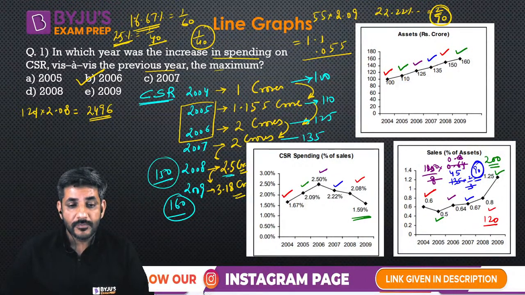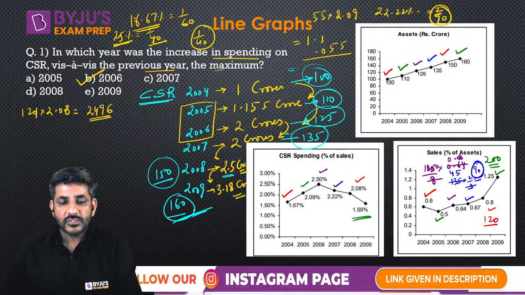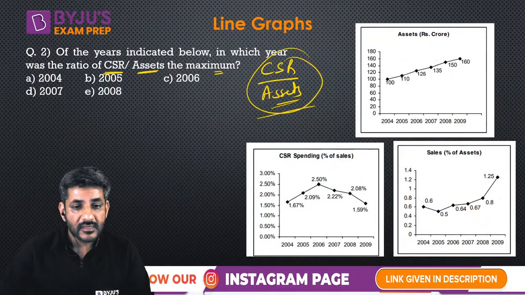This is less than 2%. This is less than 2%. This is less than 2%. This is less than, this is 1%, and this is even 1%. So which one is the highest? 2009 is the highest. Therefore my answer is 2009.